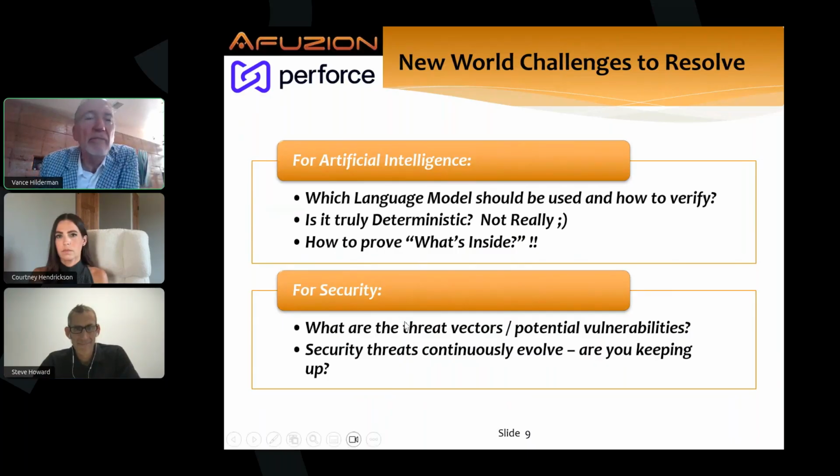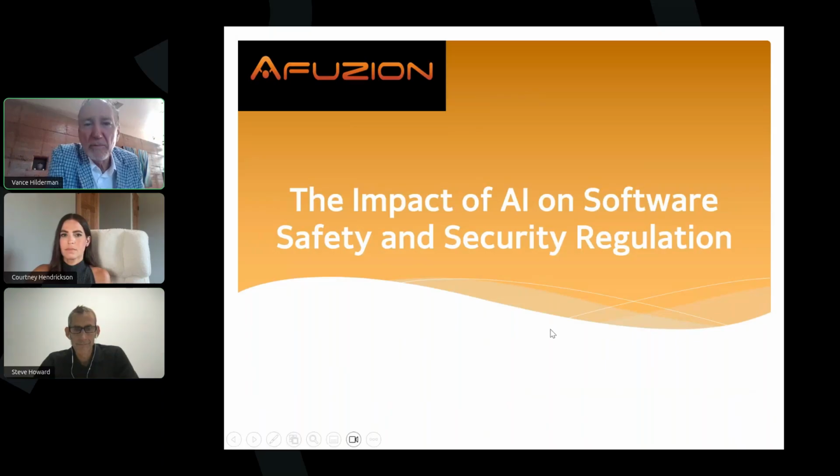For security, we have to think, what are those threat vectors? Have I considered all of them? What are their vulnerabilities, potentially and in reality? And then, let's be honest, life is continually changing, throwing us new surprises. Security threats continuously evolve. We have to prove, guilty until proven innocent, that we're keeping up. So we need some answers for this, folks. Yeah, we need some answers, and that's where Perforce comes in.